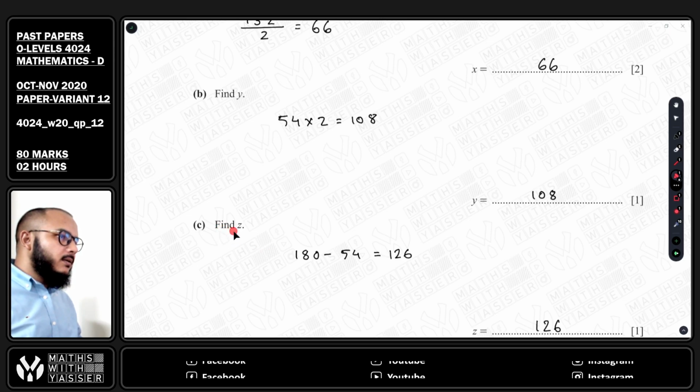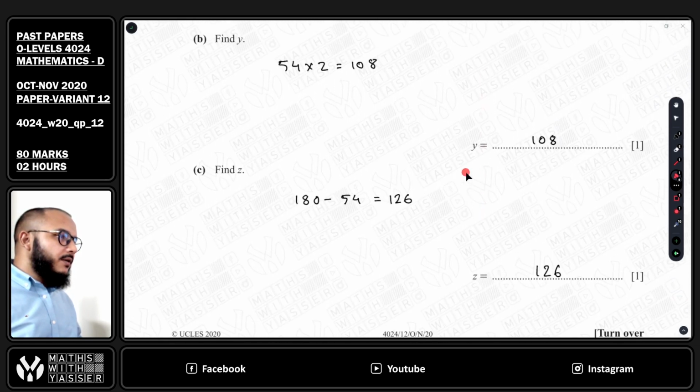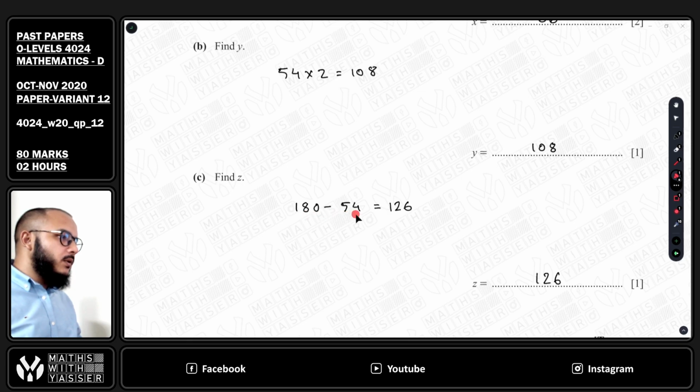Next it says find Z. So this is the angle that we need to find. If you simply focus on the quadrilateral B, C, D, and E. So BCDE is a cyclic quadrilateral because all the vertices are touching the circumference of the circle. So we know that opposite angles of a cyclic quadrilateral will add up to 180. So that means 54 and Z will add up to 180. Therefore, Z should be 180 minus 54, which will give us 126.